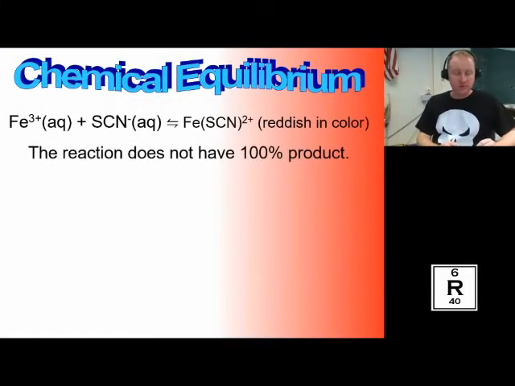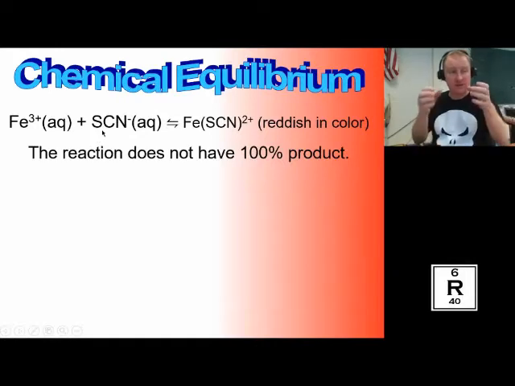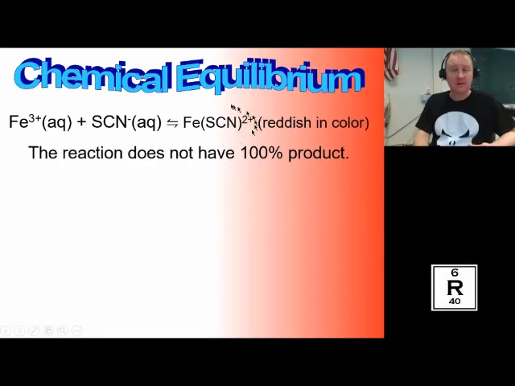So to further explain this, I'm going to use this reaction here. This is iron solution, so it's a solution with iron ions in it, and a solution of thiocyanate ions in it. Both of these solutions are clear. So you take these two solutions and pour them together, and what will happen is the iron will combine with the thiocyanate to make a complex ion, and this is the iron thiocyanate complex ion.